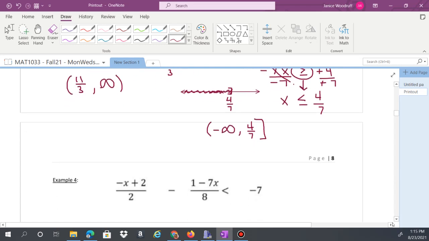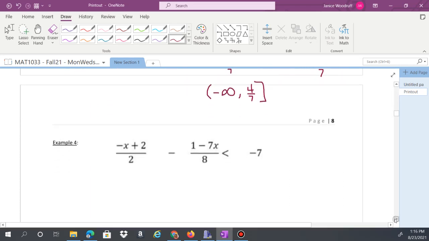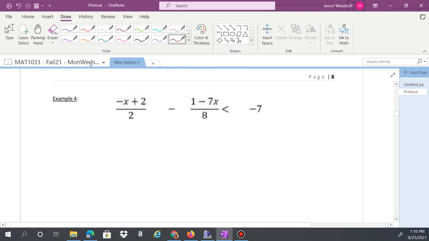All right, now we got one with fractions. So we're going to do this problem with a fraction just like we would a normal equation. You just have those rules with multiplying or dividing by a negative. So, common denominator, 8. Okay, so I'm going to multiply each fraction, or each term, sorry, by 8. So that includes this negative 7 over here.